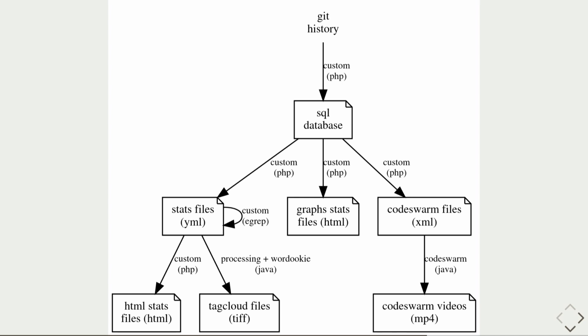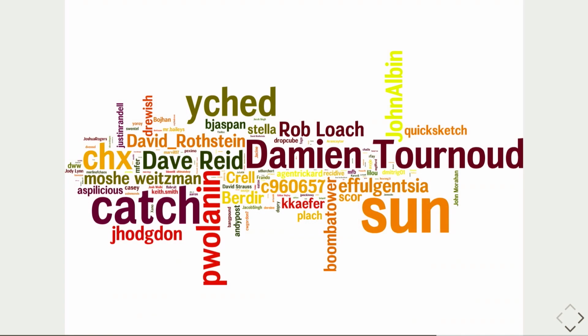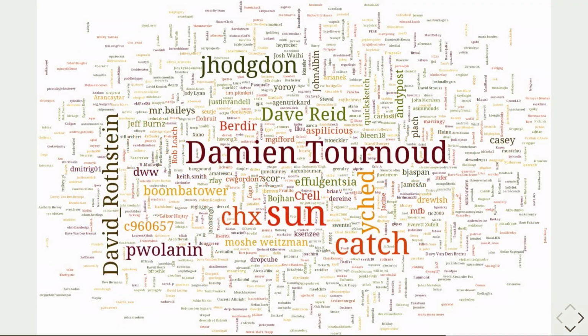For instance, the tag clouds look like this. These are Drupal 7 contributors in different sizes depending on the amount of contributions they have. I think this was not based on the number of commits, but the number of file changes over the whole Drupal 7 development only. But this one, I think, is by commits. But you have the idea.